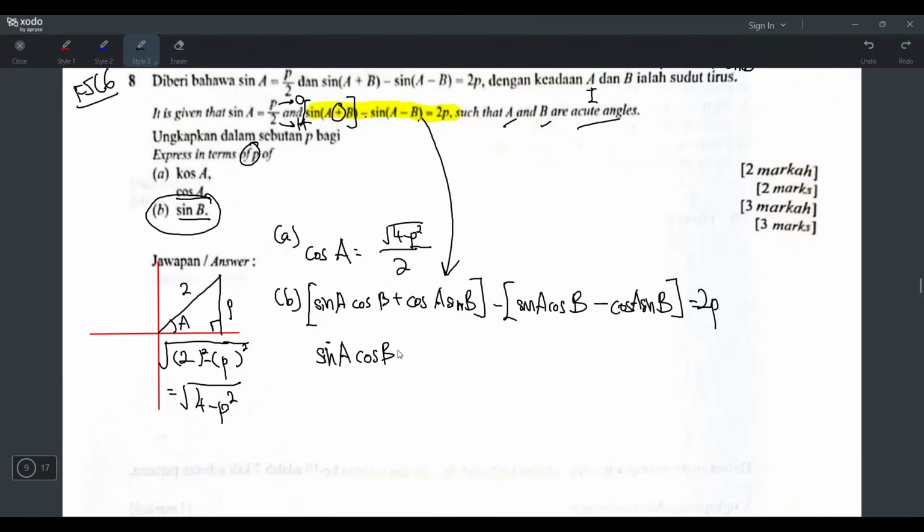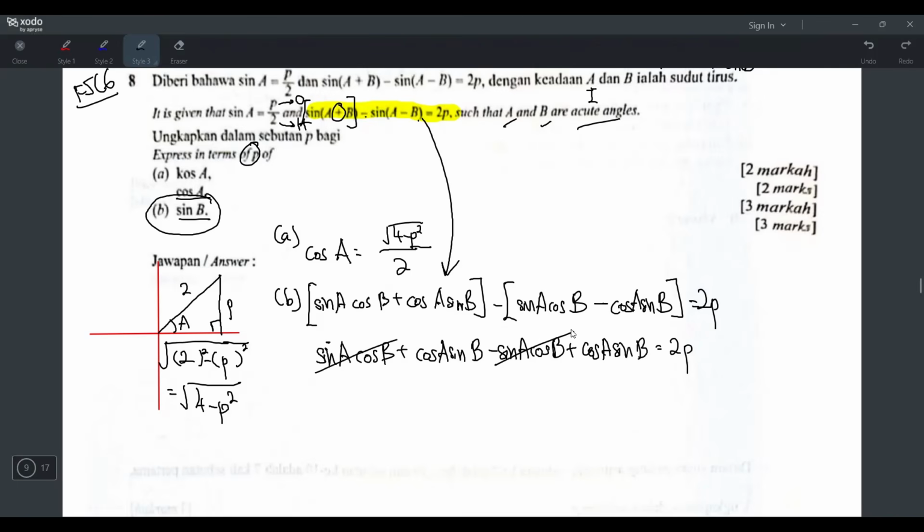Okay, sine A cos B plus cos A sine B. Now this one when you open the bracket becomes minus. This one tukar tanda jadi sine A cos B. And this minus will become plus, because negative times negative is positive. And then cos A sine B equals 2p. Okay, and I realize this one and this one can cut. Sine A cos B minus sine A cos B.